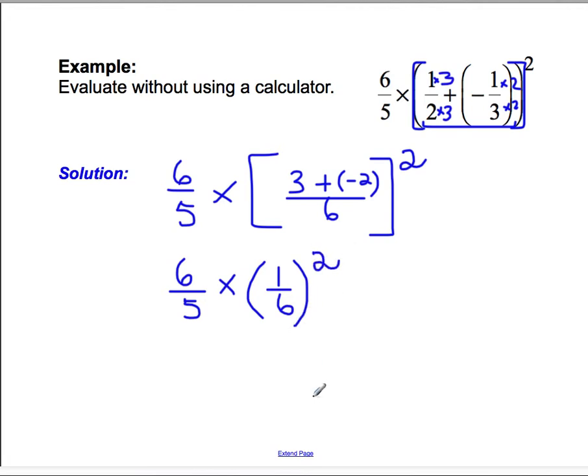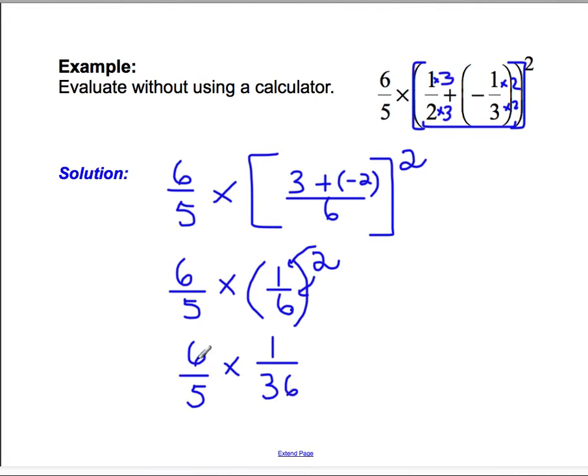Now I have powers. Now remember, the power law says that this exponent goes to both the numerator and the denominator. That was one of the power rules that we did. So the 1 has to be squared to give you a 1, and the 6 has to be squared to give you 36. So we've done our brackets, we've done our powers, and now we finish off with multiplication.